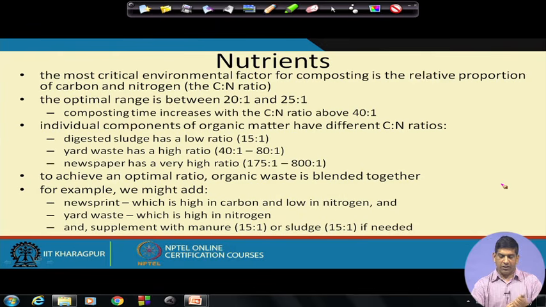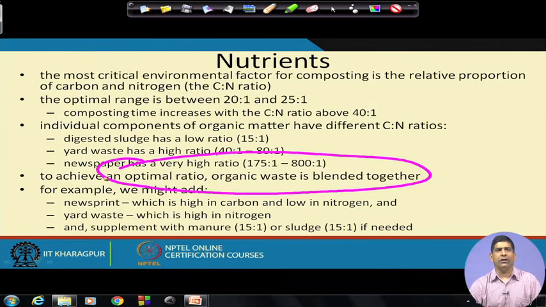If you look at the individual components of organic matter, they have different carbon nitrogen ratios. Some sludge has a low ratio, 15:1, while yard waste has a very high ratio. Newspaper again has a high ratio. So to get the optimal ratio, many times the organic wastes are blended together. You will have a few of the organic wastes blended together to bring the carbon nitrogen ratio between 20:1 and 25:1.